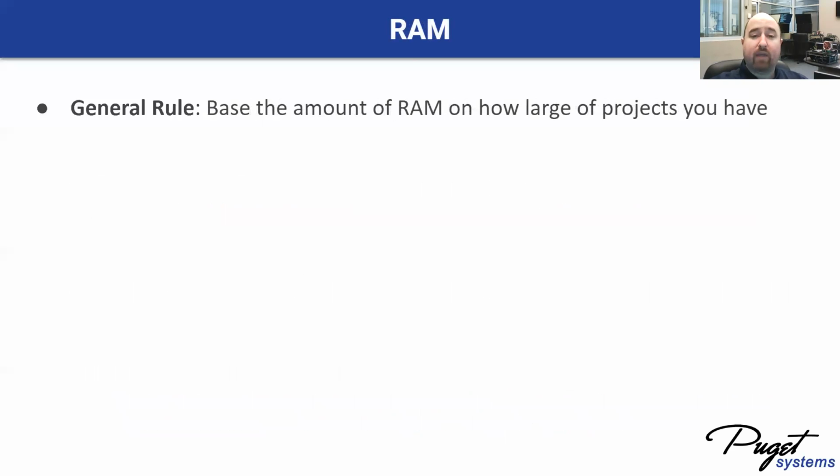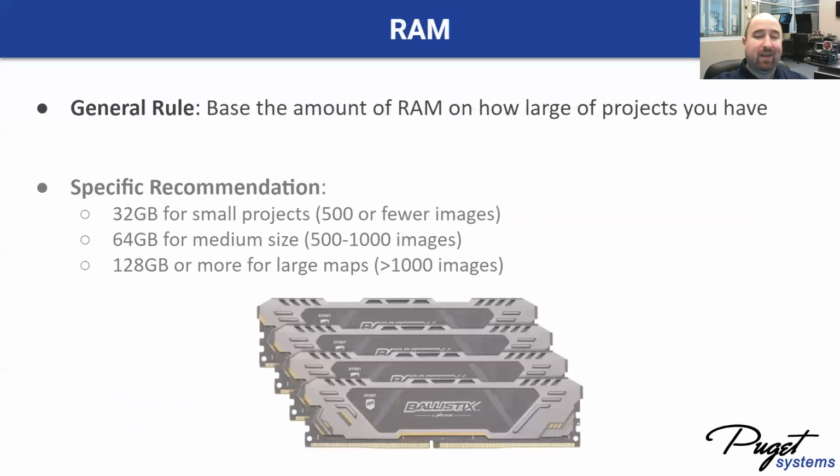Then moving on to RAM, the general rule is just to base it on how big your project files are going to be, both how many images and how many megapixels. It's kind of hard to nail that down specifically, but as a general recommendation, what I go with is 32 gigabytes for small projects, which I consider 500 images or less, 64 gigs for medium, like 500 to 1,000, and then 128 gigs or potentially more if you're working with large maps of over 1,000 images. And again, that's not taking into account the size of the images.